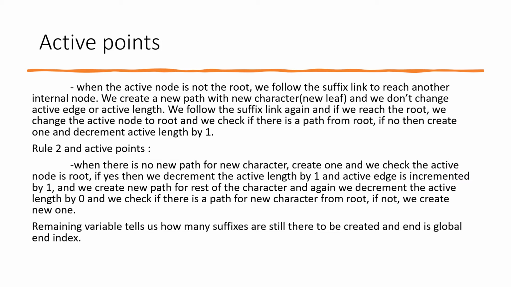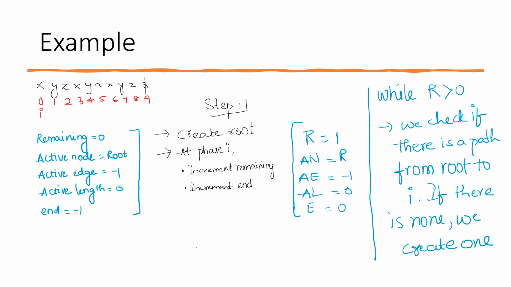Here I am just giving the entire information, which can be read and understood. Here I'm explaining rule 2 and active points, and how they come together to help us create a new edge label. Similarly, I'm taking an example to explain all the active points and the edge label. First we'll take the example XYZ, XYA, XYZ, dollar. This is given, and these are the offsets for that.